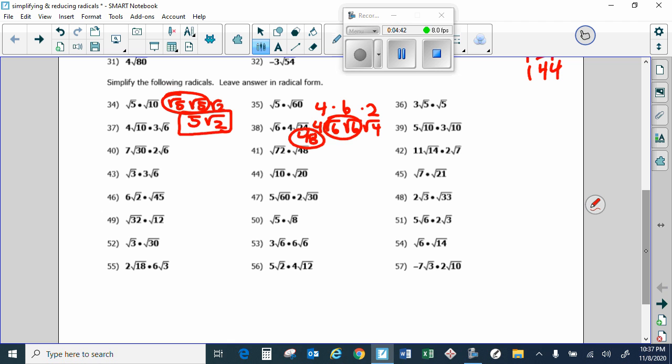And I will do one more. Let's say it is 45. Now let's go ahead and take 47. What's the GCF between 30 and 60? Well, it's 30.